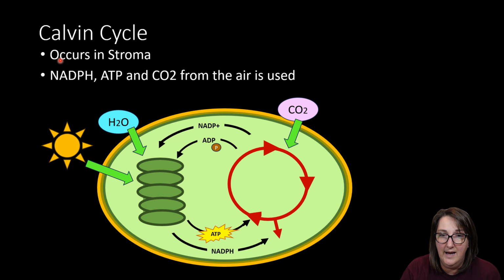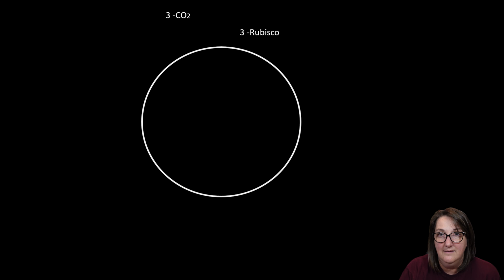So the Calvin cycle occurs in the stroma. This is the gel-like substance outside. NADPH, ATP, and carbon dioxide now have to come in. So carbon dioxide from the air is going to come in. What happens is this.